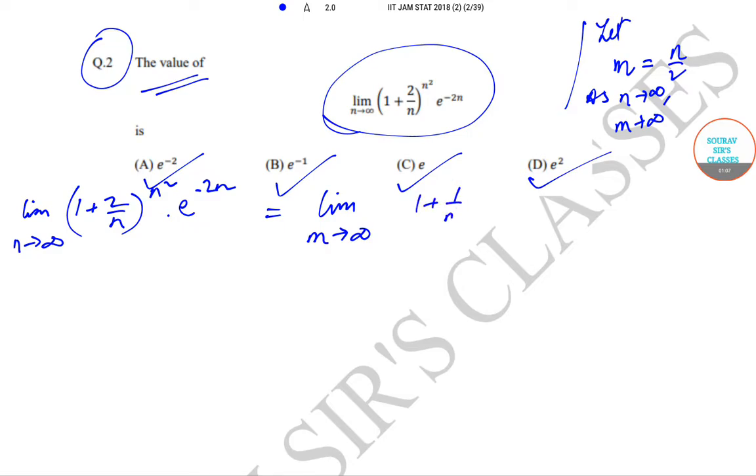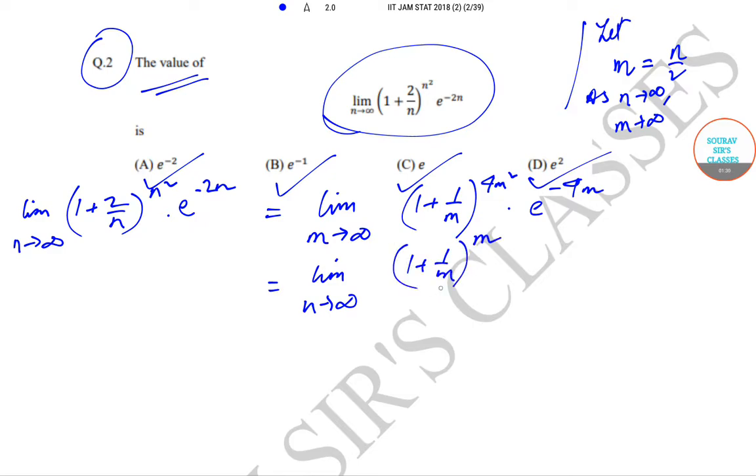of (1 + 1/m)^(4m²) times e^(−4m). So we can write this as the limit as m tends to infinity of ((1 + 1/m)^m / e) to the power 4m. Now this you can take as equal to L, say.